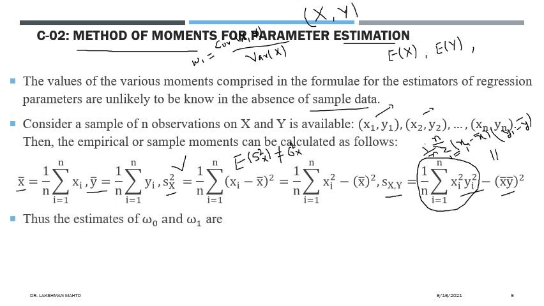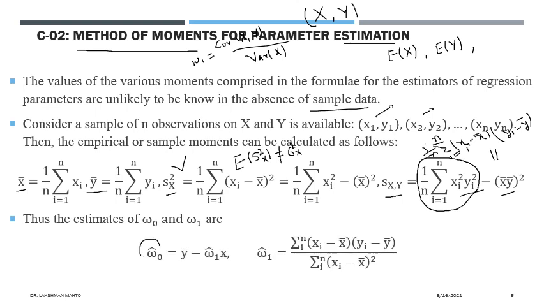So we can't compute omega naught and omega 1 from this sample exactly, but we can estimate the values of omega naught and omega 1. The estimates, we denote by hat or cap. Omega naught hat is y bar minus omega 1 hat times x bar, where x bar is the sample mean of x and y bar is the sample mean of y, which you can calculate from the sample. And omega 1 hat is the ratio of the sum of products of mean deviations of x and y, divided by the quadratic term, where i varies from 1 to n, the sample size you have taken.